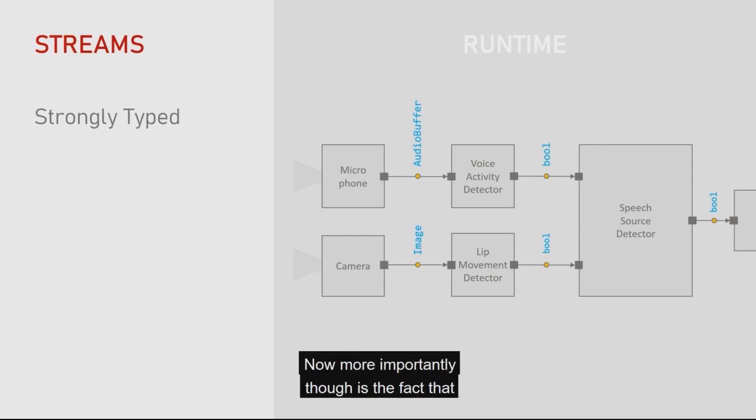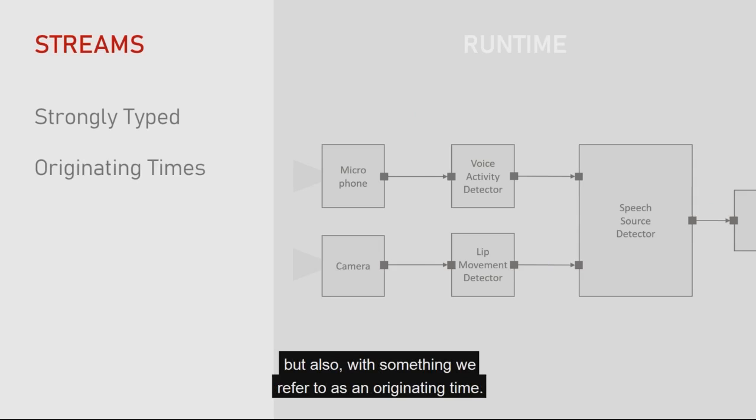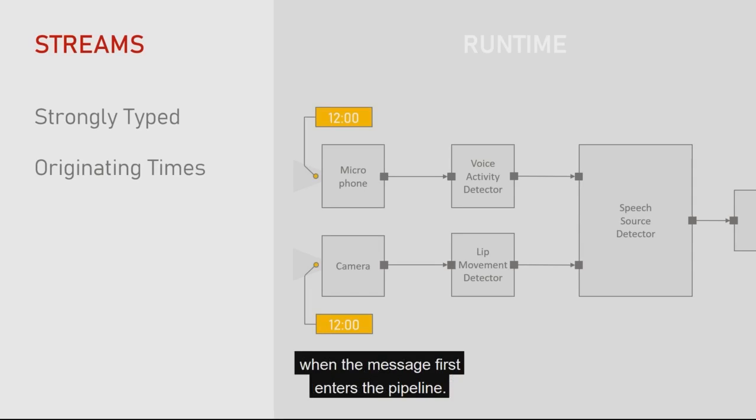Now, more importantly, though, is the fact that time is really a first-order construct in the Psi streaming infrastructure. Each of these messages flowing through the streams is timestamped not only with a creation time, which is when the component that generated that message created it, but also with something we refer to as an originating time. This time is assigned at the source when the message first enters the pipeline. So for instance, when the camera first sees an image or when the microphone picks up that particular bit of audio.